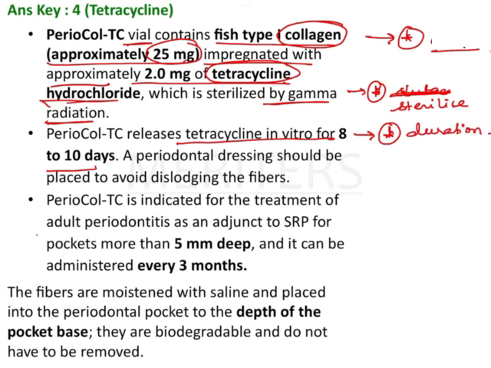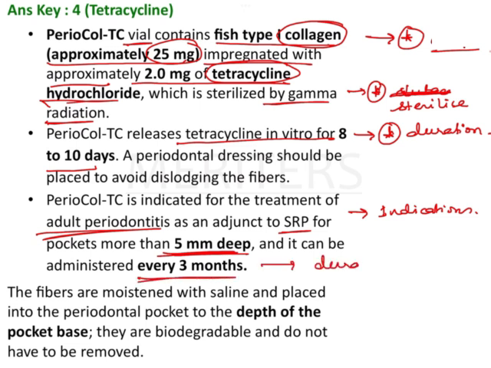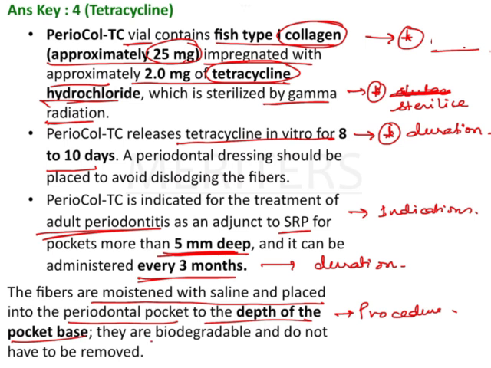Periocol TC is indicated for treatment of adult periodontitis, as an adjunct to scaling and root planing. So these are the indications. In pockets which are 5 millimeters deep, and it can be administered every 3 months. So this is all about the duration. Periocol TC has a lot of potential questions which you need to remember. The fibers are moistened with saline and placed into the periodontal pocket to the depth of the pocket base. They are biodegradable and do not have to be removed.